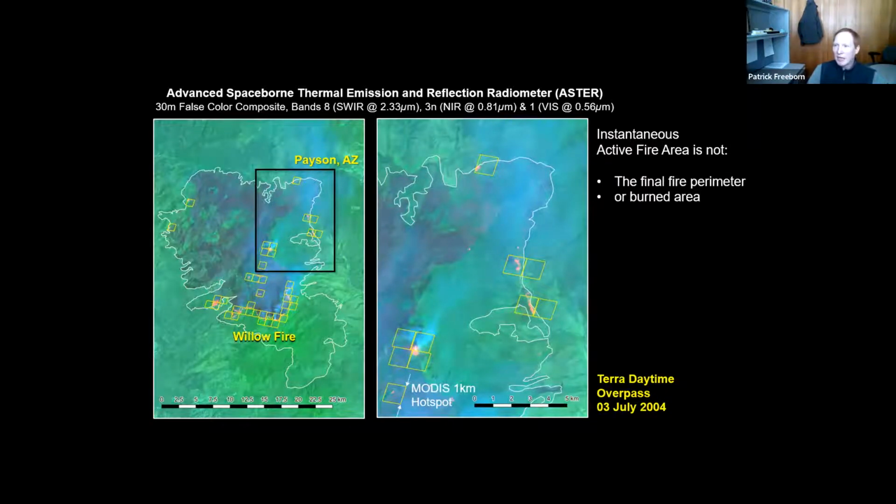So again, just to emphasize, the instantaneous active fire area is not the fire, it's not the final fire perimeter, nor is it the burned area. Okay, it's these red patches of active flaming and smoldering subpixel combustion components.